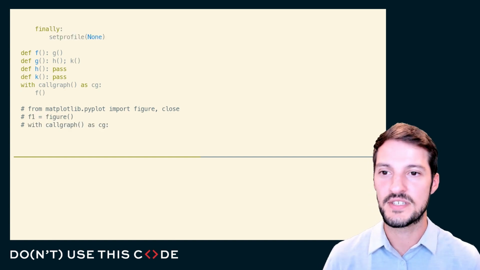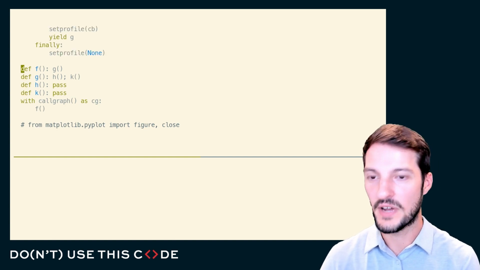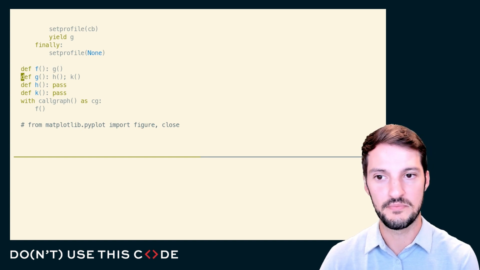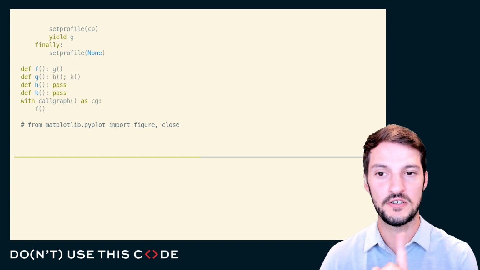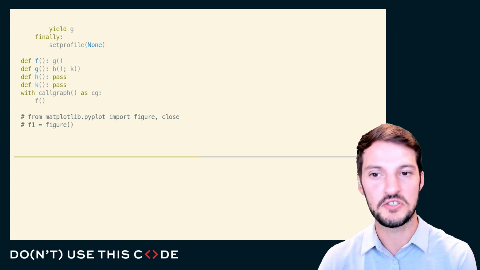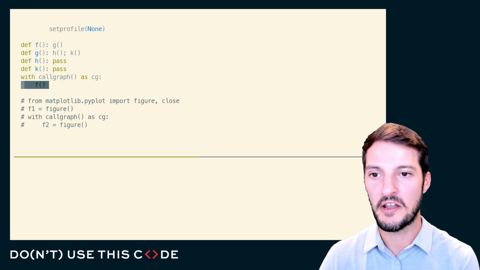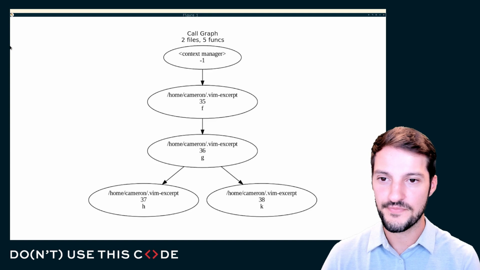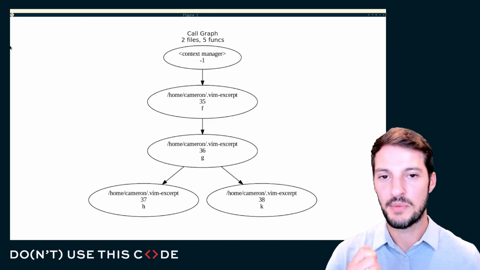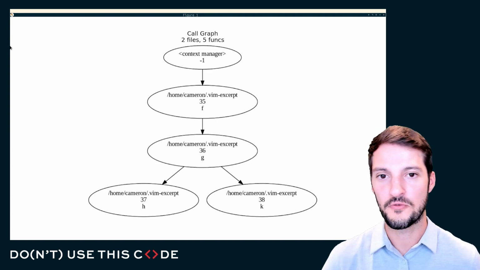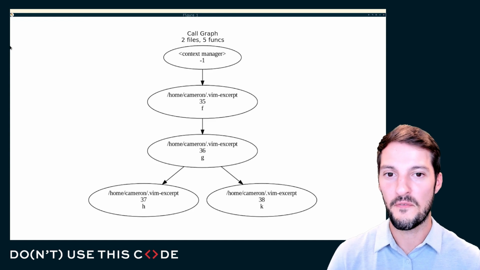And so let's just start with some dummy functions here. I define a function f, this function calls g. Define a function g, this function calls h and k. H and k just do nothing, they just need to exist. And then I set up my call graph and I call f. And we can see that by performing this call graph, I import from 2 files and 5 functions.